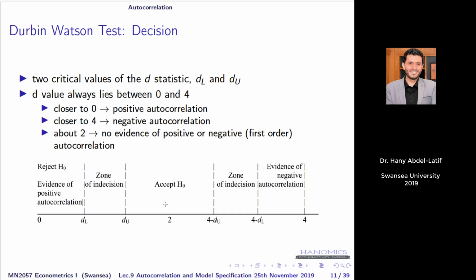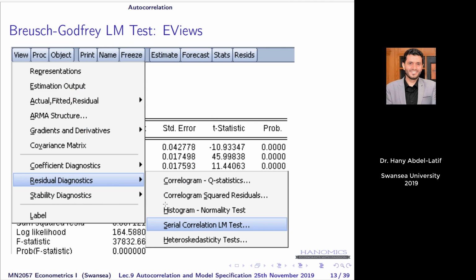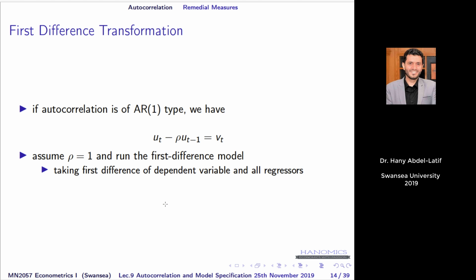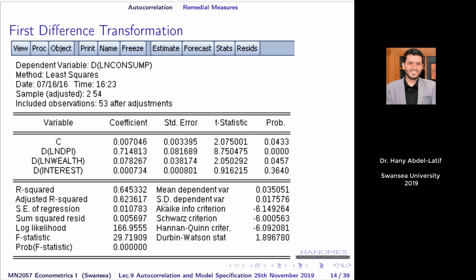That means we fail to reject, so we don't reject the null hypothesis, and the null hypothesis says no autocorrelation, so that means we don't have autocorrelation. Once we took the first difference, we got rid of the autocorrelation problem. So the first difference could be one way to deal with autocorrelation, and that seems to be the case in this example, because once we estimated the model using the first difference, our Durbin-Watson statistic became very close to 2, which means there's no autocorrelation.